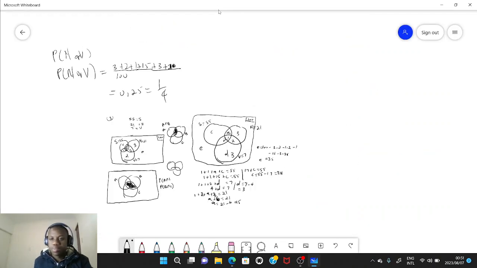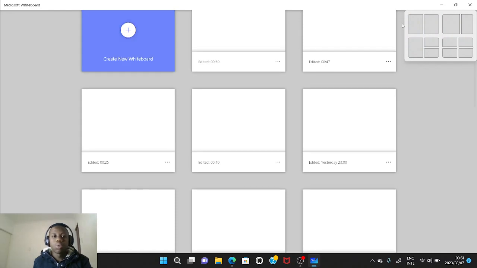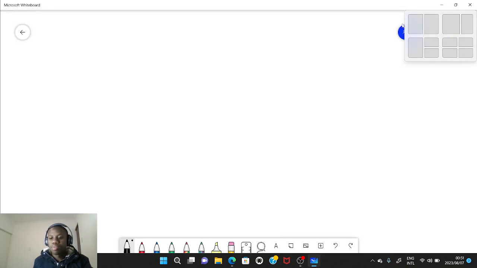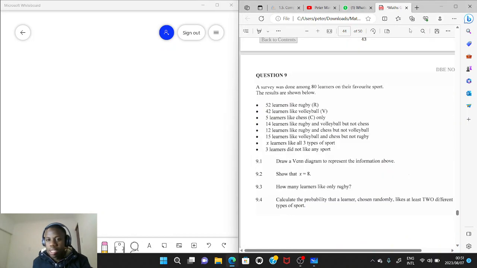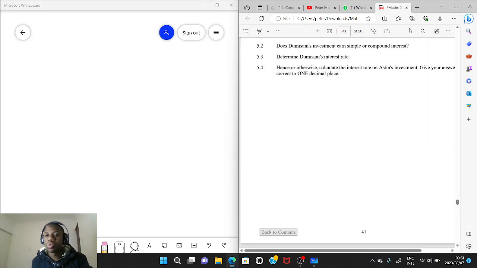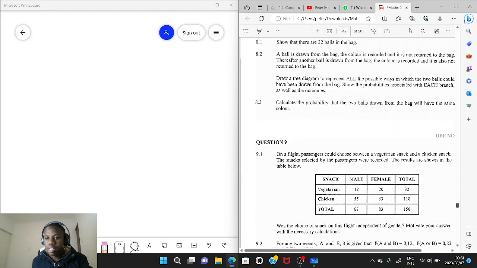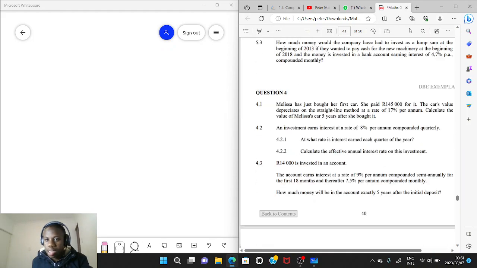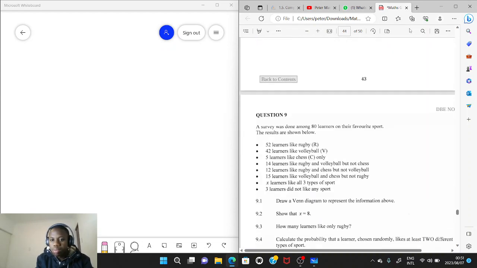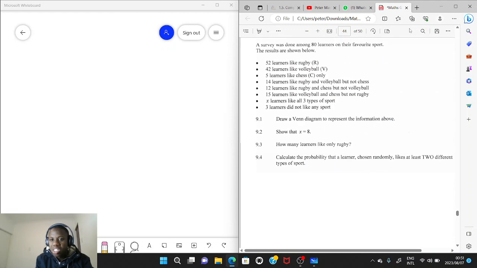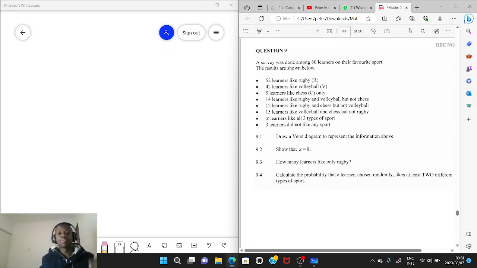Now let's do another question. Let's simply choose another question on Venn diagram. I believe we are still going to do more questions on Venn diagram, right? At the end of the lesson we will do some touches on Venn diagram, and then in the second lesson, I guess we'll do examples of the contingency table. Right, now I'm looking for the questions. Yes, question 9.